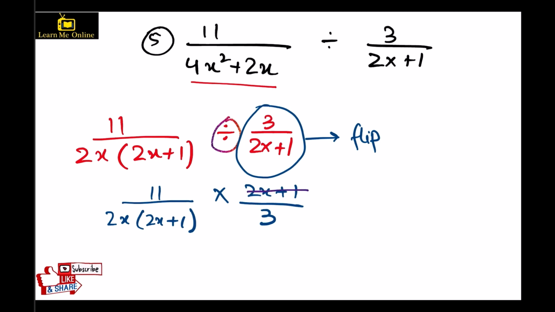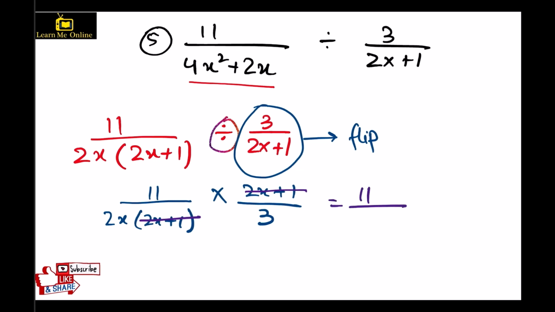So here I see that 2x plus 1 and 2x plus 1 are the same terms. So we have simplified them together. Now, what we have on the top is just 11. In the denominator, we are having two numbers, 2 and 3. We're going to multiply them together, going to be 6, and there's an x here then. So this is a simplification of the complex fraction which has got a division sign in between.